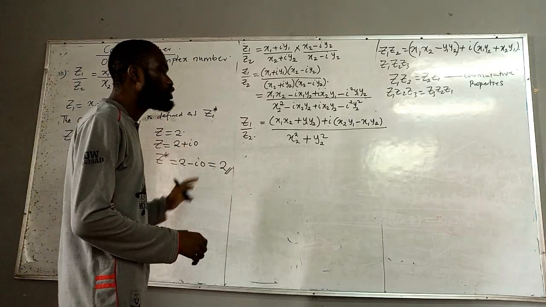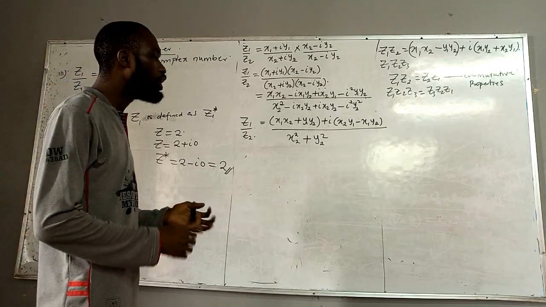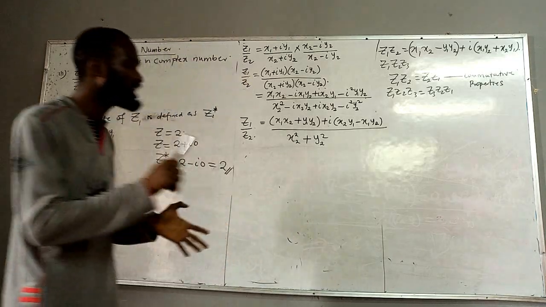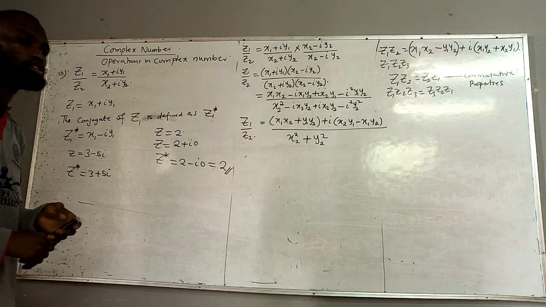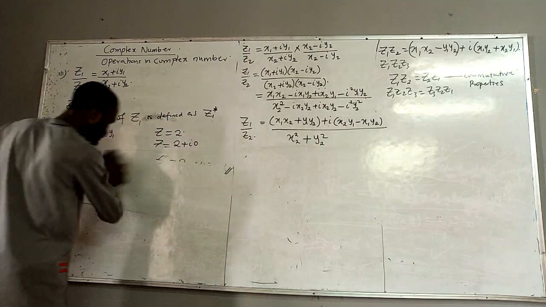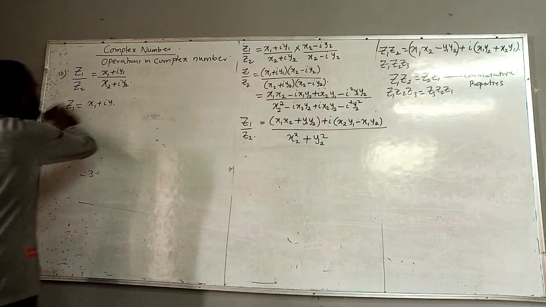Another thing that you need to take note of: your addition is also associative. Your product is also associative. But your subtraction is not commutative and is not associative. Likewise, your division is not associative and is not commutative. Now, let's go to the application of all this jargon.